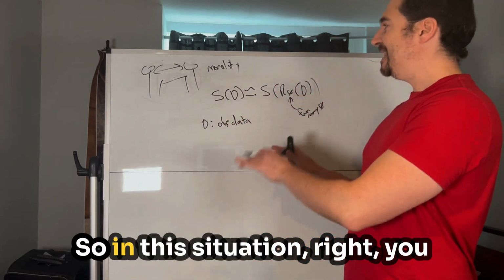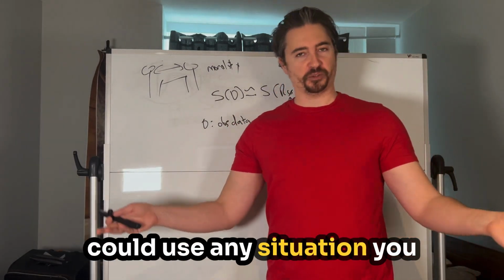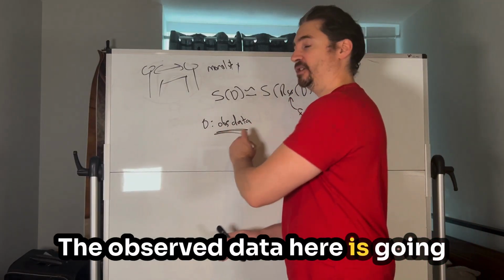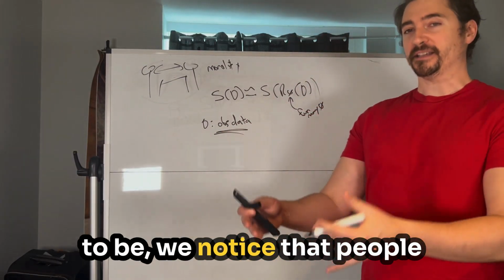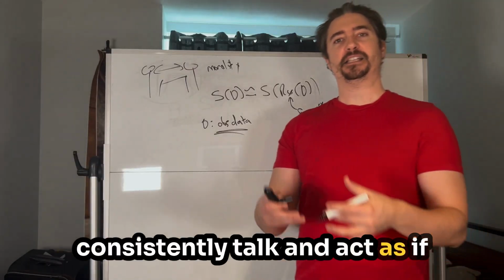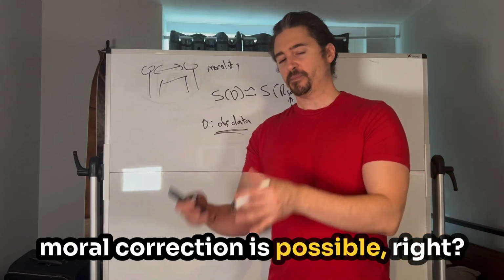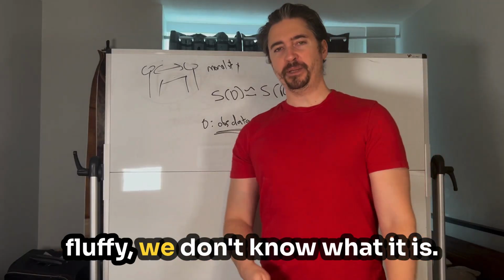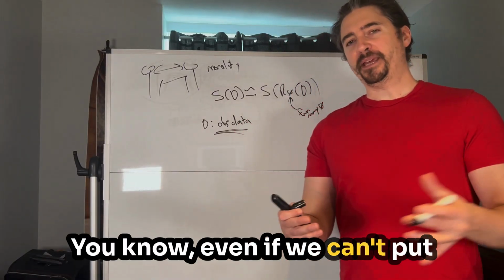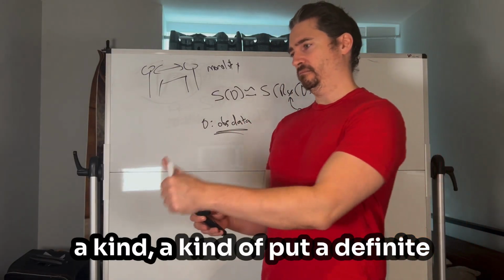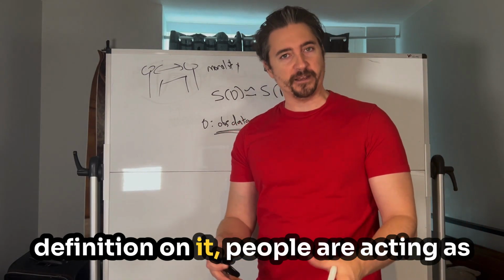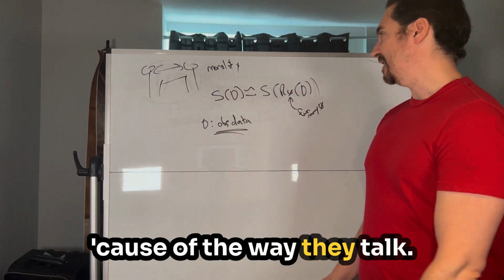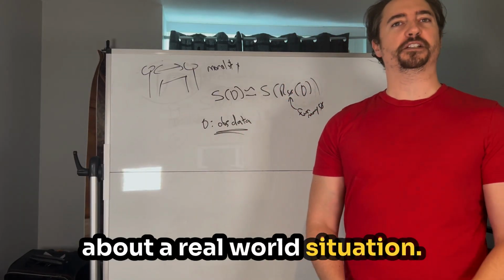So in this situation, you can use any situation you want, but in this particular one, the observed data here is that we notice that people consistently talk and act as if moral correction is possible, right? So morality is not just this completely fluffy thing we don't know what it is. Even if we can't put a definite definition on it, people are acting as if correction is possible, because of the way they talk. So that's what we're observing about a real world situation.